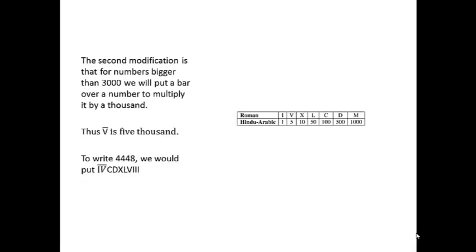The second modification we have is that for numbers bigger than 3,000, we'll put a bar over a number to multiply it by 1,000. So for instance, to write 5,000, we'll put 5 with a bar over it to have 5,000. So if we want to write the number 4,448, IV, that's a 4, with a bar over it, would make it 4,000. CD, which is then 100 before 500, for 400. XL, 10 before 50, making 40, and VIII for the 8.